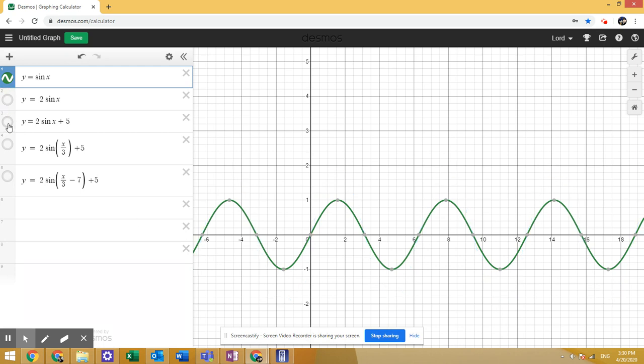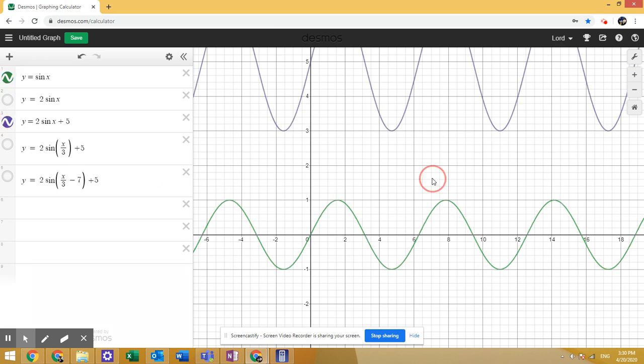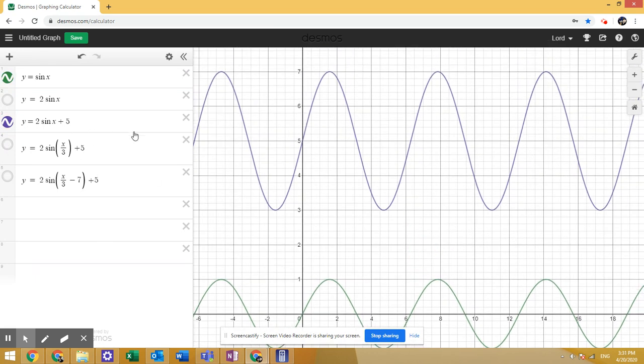Okay, so I'm going to do the same thing. I'm going to go y equals 2 sine x, but now I'm going to add 5. So I've moved my graph up 5 places, and I've also doubled the height. Wavelength is still the same.